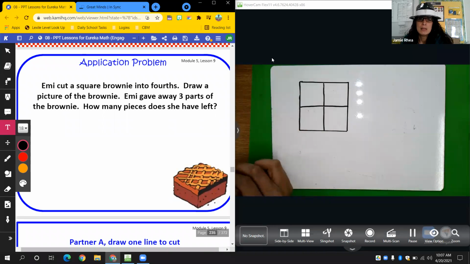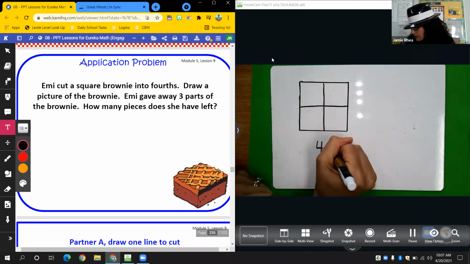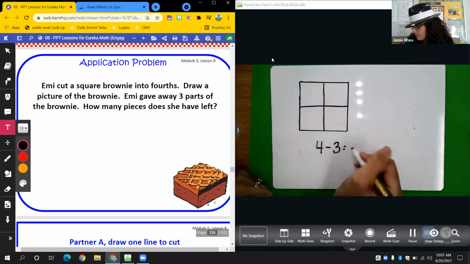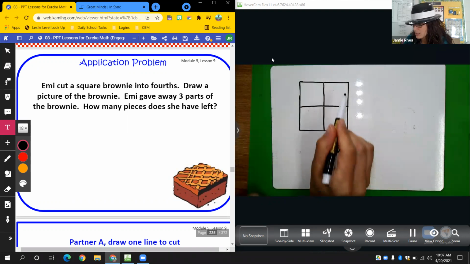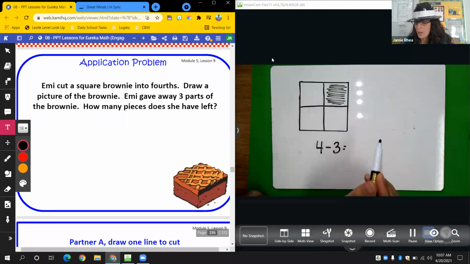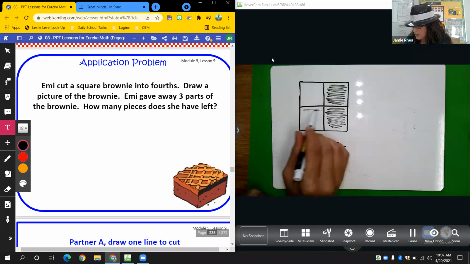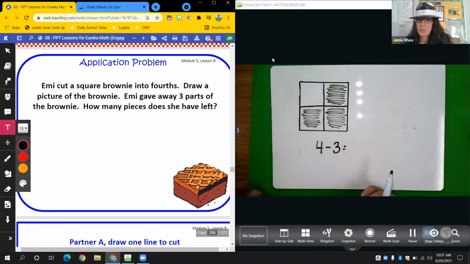Now, Emmy gave away 3 parts of the brownie. How can I make it into a math sentence? I have 4 pieces, and Emmy gave away. If she gave something away, that means we subtract. So I'm going to take the 3 she gave away. Now, here's what I'm going to do to show that they went away. I'm going to color them in. And it's not going to be perfect. There's 1 she gave away. There's 2 she gave away. And that makes 3 that she gave away.